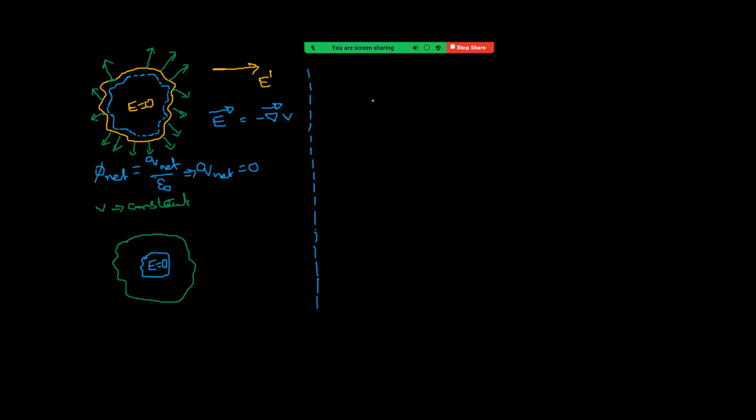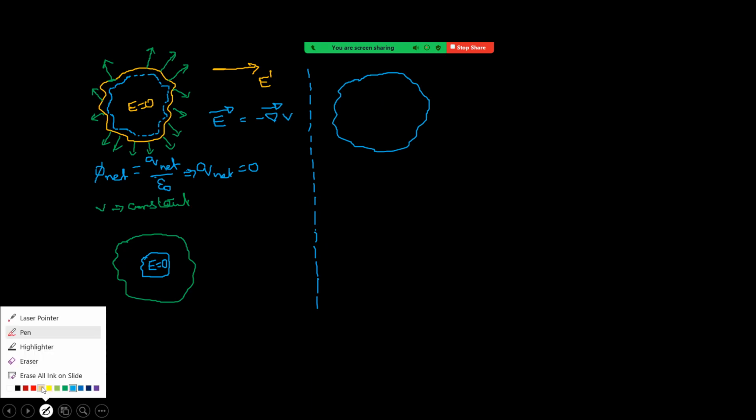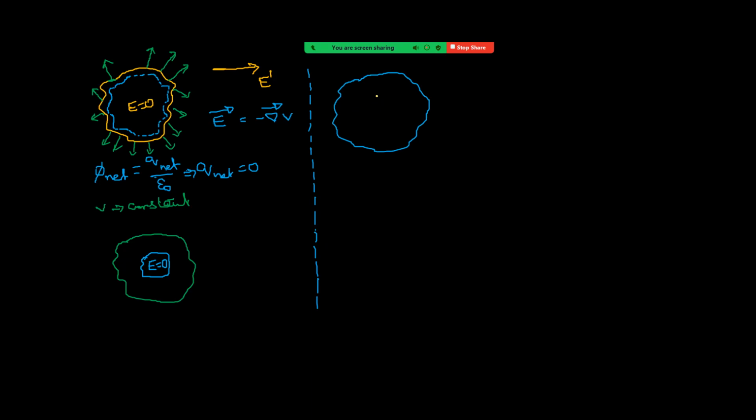See here. This is a conductor. Inside that conductor, we are taking a cavity. This yellow one indicates the cavity.